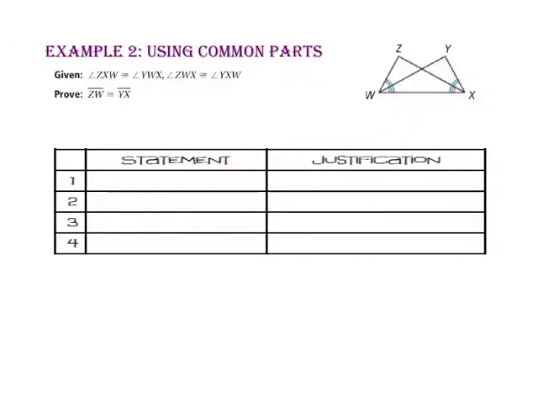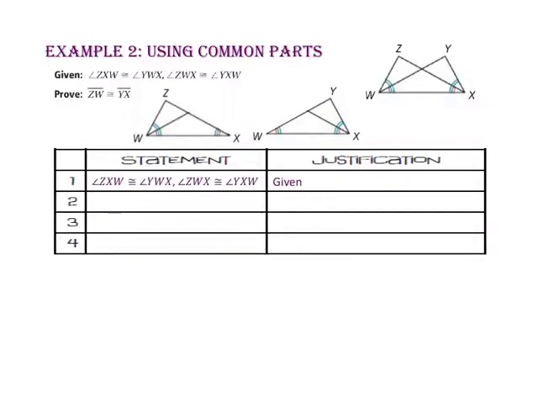In example 2, we will use common parts of triangles to prove that side ZW is congruent to side YX. Let's start by separating triangle WZX and triangle XYW. Now let's look at the given statements. We know that angle ZXW is congruent to angle YWX. We also know that angle ZWX is congruent to angle YXW. Those are given.